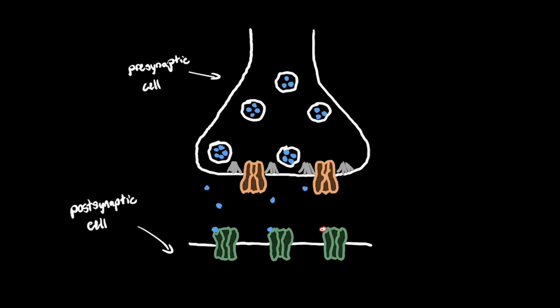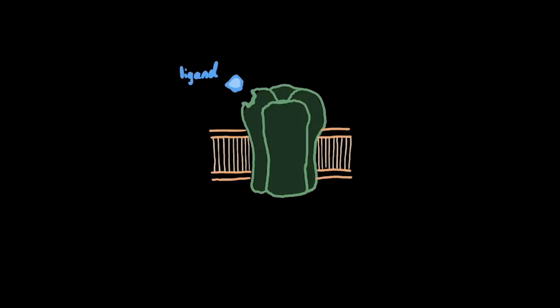transmitter. They bind the transmitter that diffuses across the cleft that is released from the presynaptic neuron. So generically, postsynaptic receptors are integral membrane proteins, so they span the lipid bilayer. And this means that they have hydrophobic regions as part of their subunits to remain in the lipid bilayer. And they have an extracellular site for ligand binding, and this ligand is a transmitter at the chemical synapse.